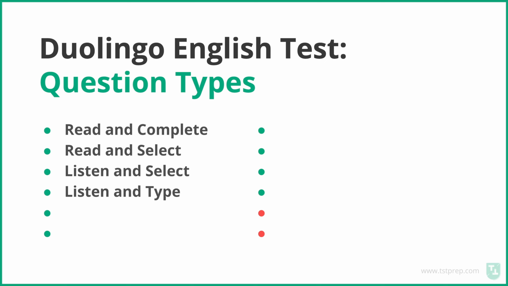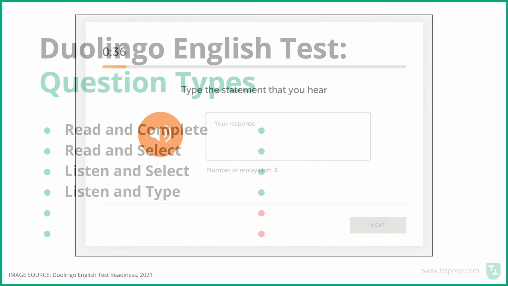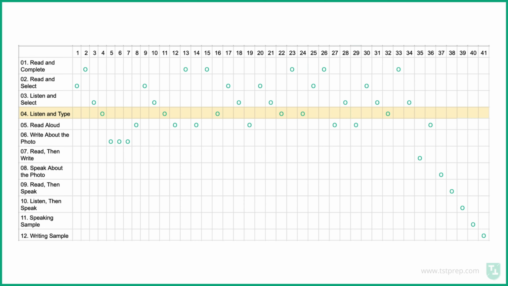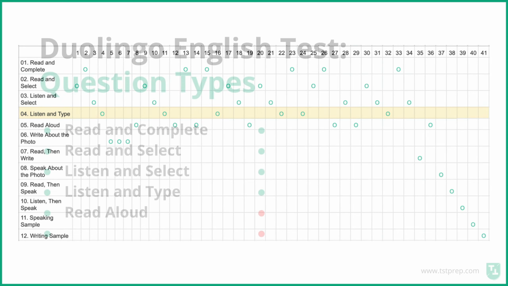Next one is listen and type. It is what it sounds like. You listen to a sentence and you type what you hear. You can replay it twice. You'll get this question about 6 times. And again, it's adaptive. It will get harder. The sentences will get longer if you're doing well.